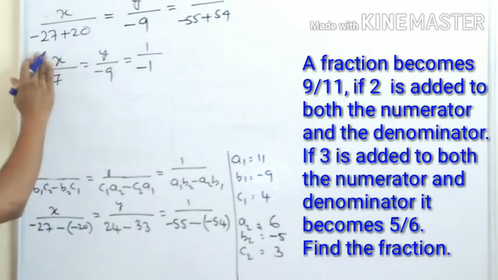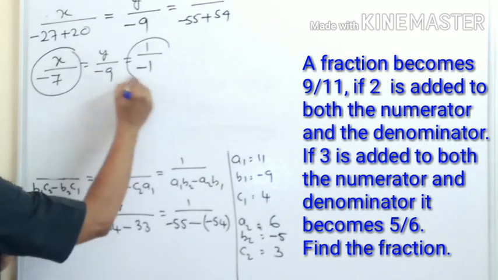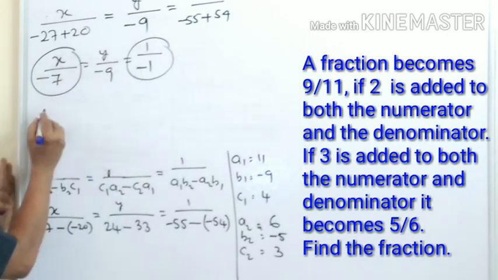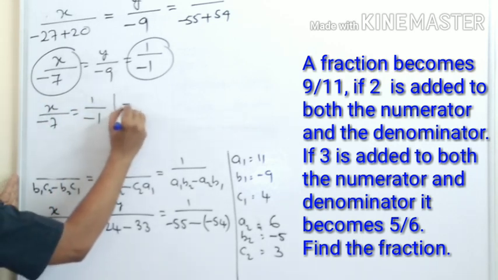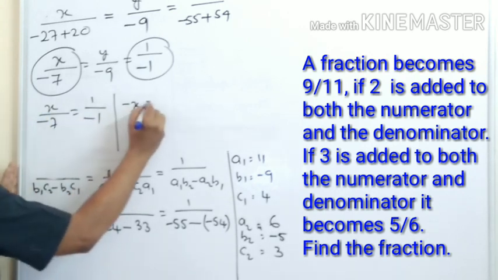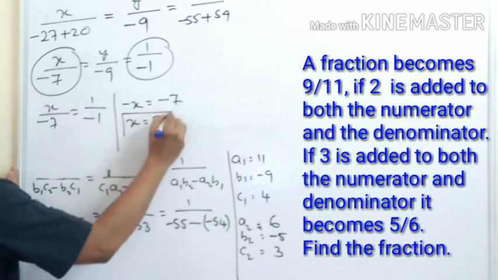Now to get the value of x, equate the first term with the last term, first and last. So you got x by minus 7 is equal to 1 by minus 1. Cross multiplication, you got minus x is equal to minus 7. So x is equal to 7. You got the value of x.